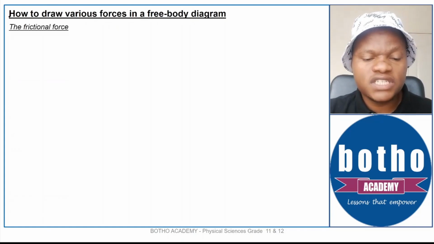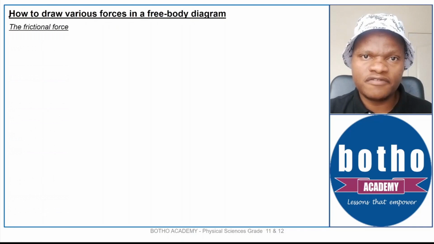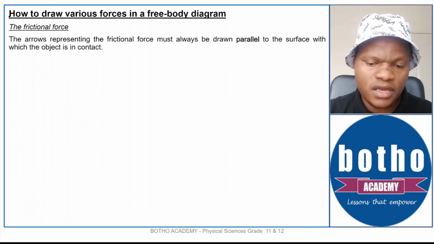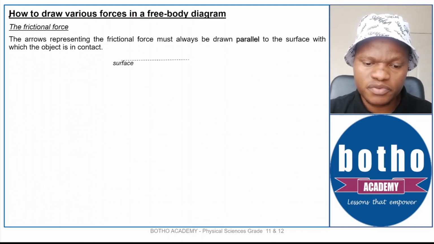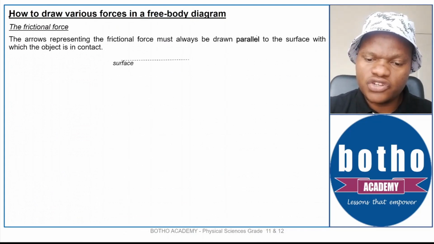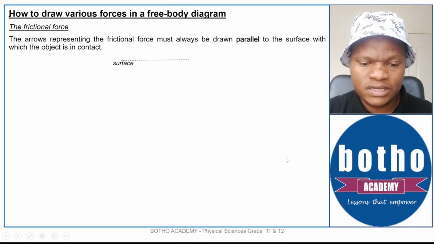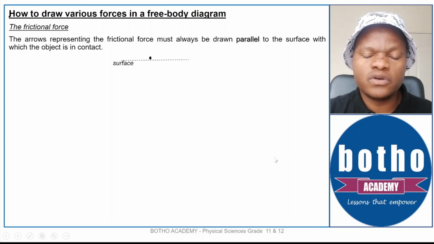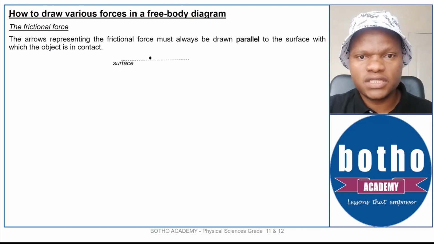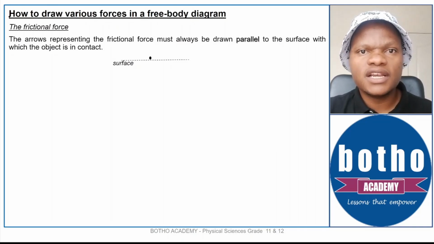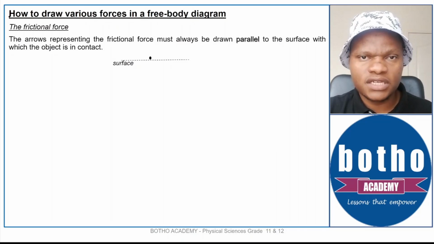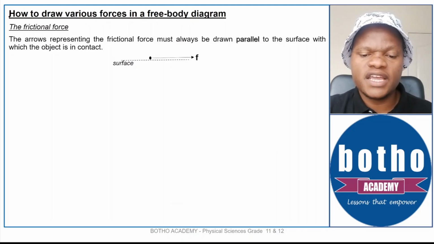Now, let's start with the frictional force. The frictional force, we all know, comes from the surface, and it has a relationship with the surface. What do we know? Each time the frictional force must be parallel to the surface. Here I'm going to use a broken line to represent the surface. Just to remind you, I emphasize the word parallel because the frictional force must always be parallel to the surface. So let us say this is the surface and there's an object on the surface. If this is an object that is moving, let's say to the left, like the previous 2 examples that we had, the frictional force must be an arrow parallel to the surface and pointing in the opposite direction.